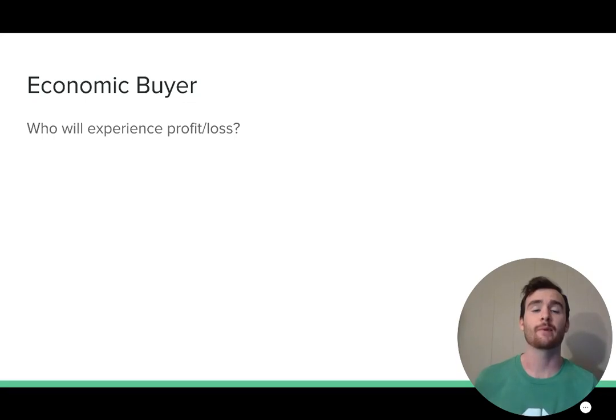E stands for economic buyer. You want to find out who is that person that is going to experience that actual loss or profit through a purchase of a solution. This person's decision matters above everyone else's, so it's important to know who this is and what their decision-making process looks like. If you can't speak to them directly, then get as much information on them as you can through your current contact.